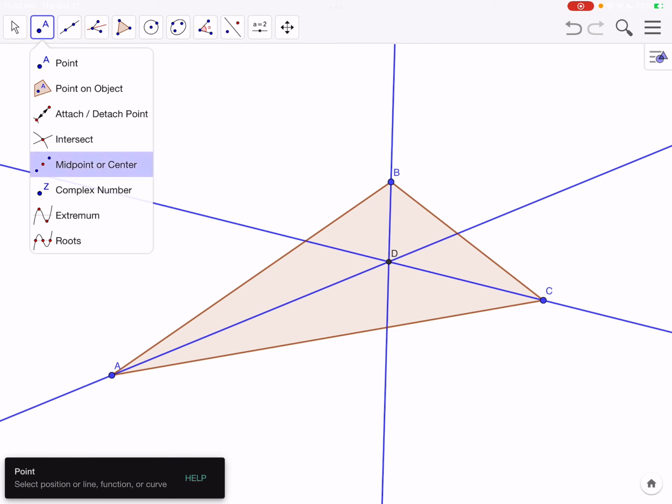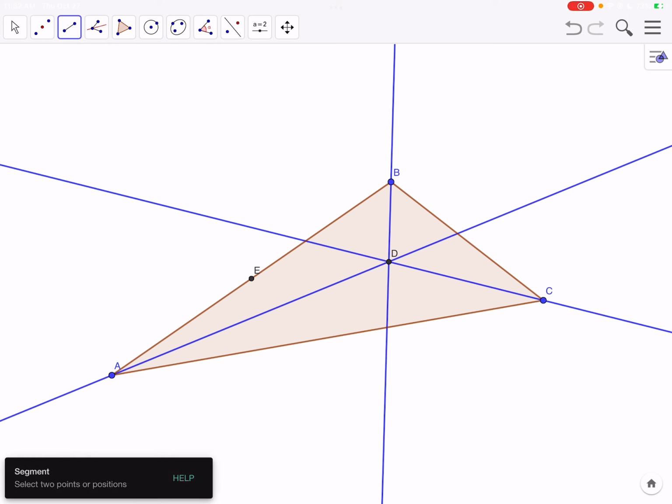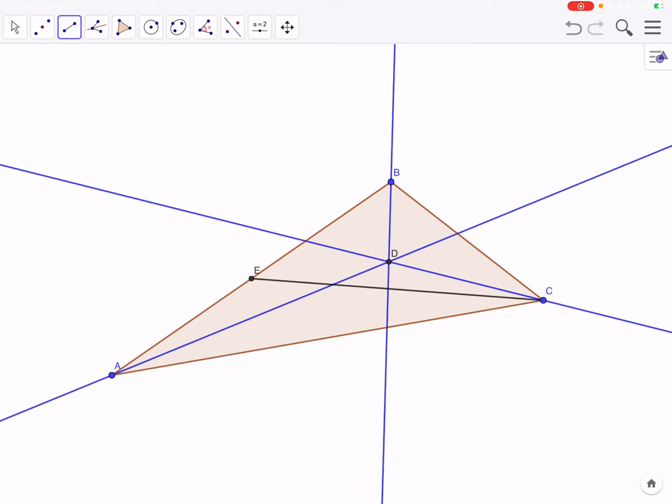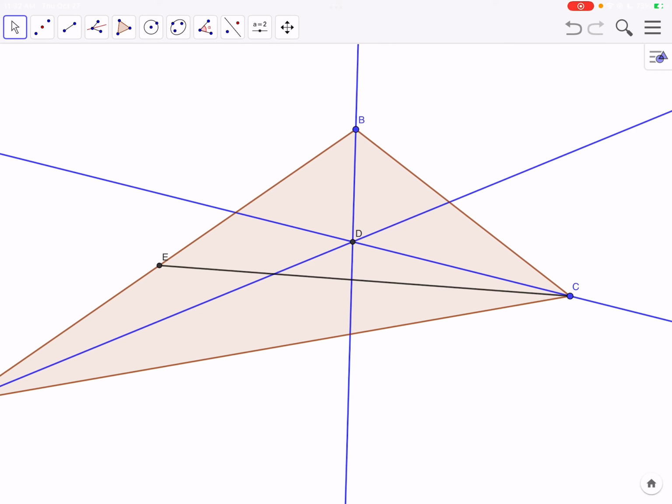Let's find the midpoints. The midpoint of this side. Does the angle bisector go through the midpoint? If I connect C to E, sorry, that's an E, CE is a median. That is not an angle bisector. Medians and angle bisectors, they're not the same line. Are you looking at it carefully? They're not the same.